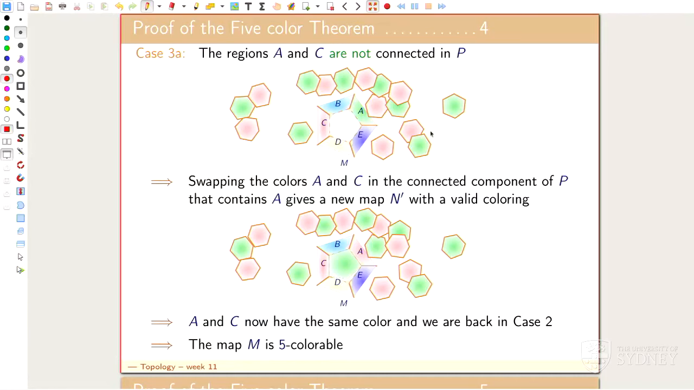Hope that makes some sense. So I just swapped green and red, and I have now two red and no green, so I can put in green in my missing face, and I'm good. I have my 5 colors. Does it make some sense? It's kind of brilliant, right? You just swap colors along a chain.